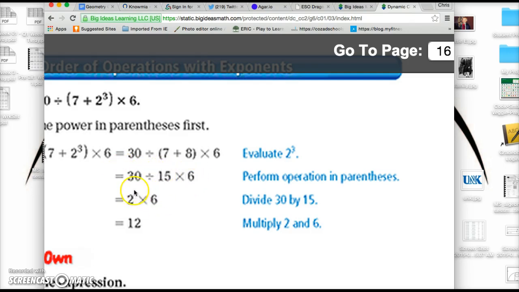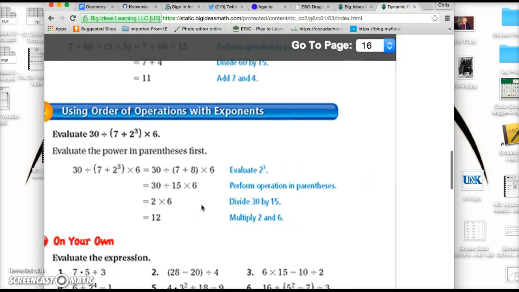So 30 divided by 15 is 2, and then we take 2 times 6 and get 12. If we would have multiplied first, we would have got a fraction answer, and we shouldn't get a fraction answer on this one. So make sure you follow those order of operations.